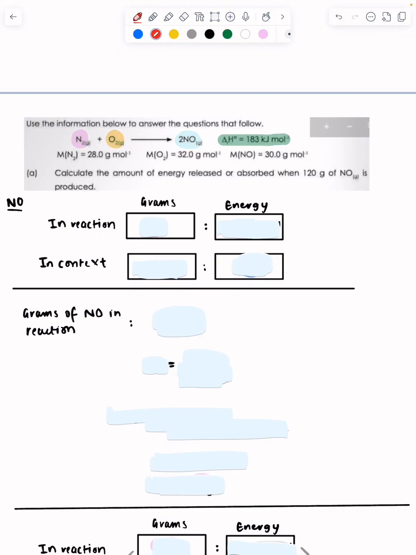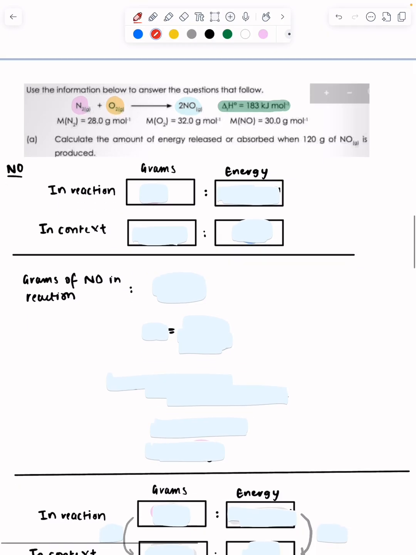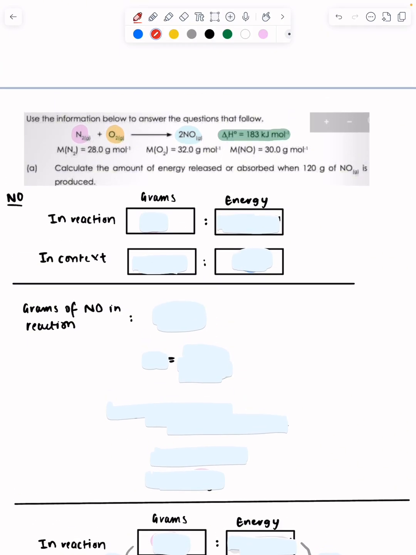Okay, I know that such questions can be a little bit tricky, but if you follow this method for these types of questions, you're actually going to be okay. So I want to start off by looking at this example question over here.